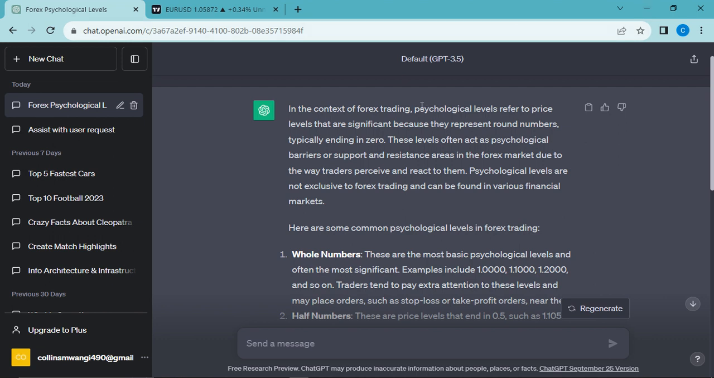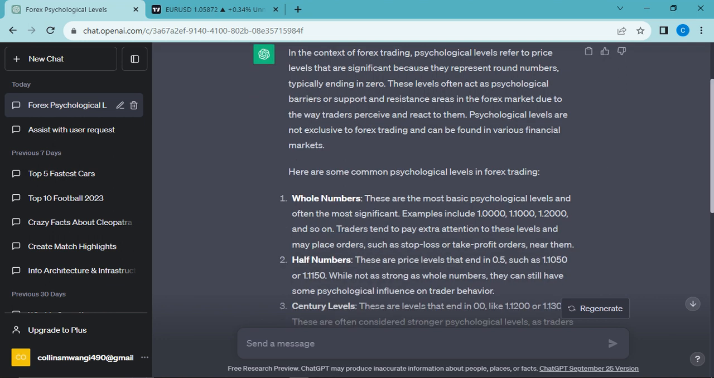So, psychological levels refer to price levels that are significant because they represent round numbers typically ending in zero. These levels often act as psychological barriers or support and resistance areas in the forex market due to the way traders perceive and react to them, right? So, here are some common psychological levels in forex trading. These are the most basic psychological levels and often the most significant whole numbers, right?